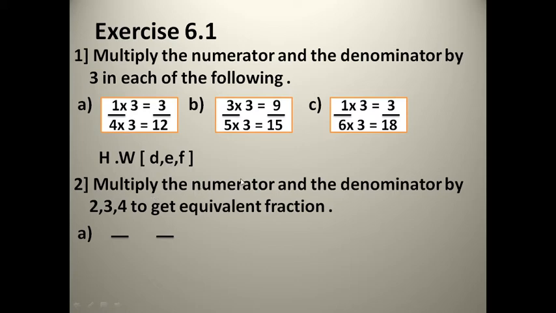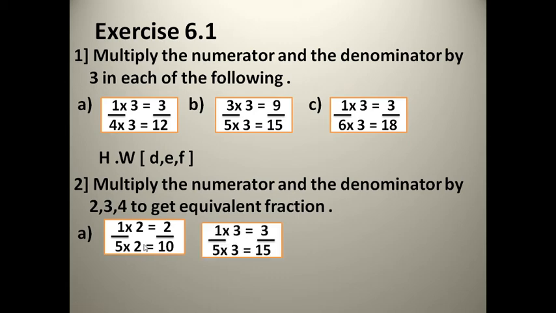Okay, here multiply the numerator and denominator by 2, 3, 4 to get equivalent fractions. So here I will start. This one, 1 by 5, I multiply first by 2. So 2 times 1 is 2, 2 times 5 is 10. Now I will multiply this fraction also by 3. He told me like this. So 3 times 1 is 3, 3 times 5 is 15. Here I have 1 by 5 again, so I multiply by 4 now. So 4 times 1 is 4, 5 times 4 is 20.